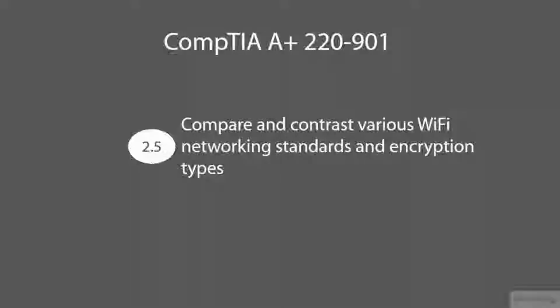Our CompTIA A+ 220-901 objective in this module is 2.5, which states that we need to be able to compare and contrast various Wi-Fi networking standards and encryption types.